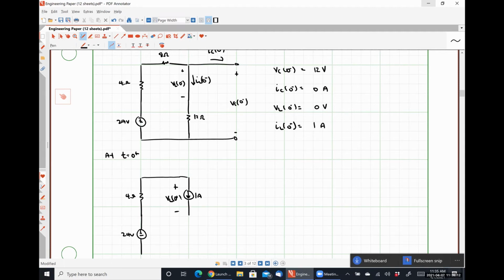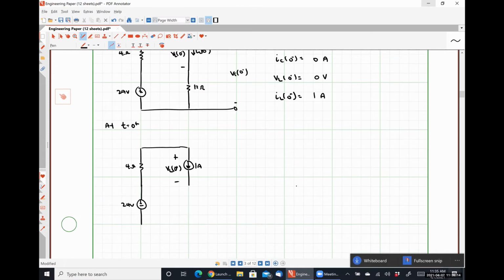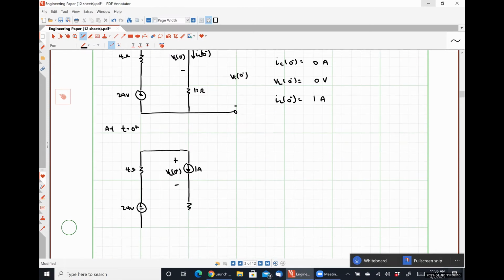VL at 0 plus is an unknown quantity. Then we have a 12 ohm resistor here. And our capacitor is going to look like a 12 volt source. And this is my capacitor current IC at 0 plus.